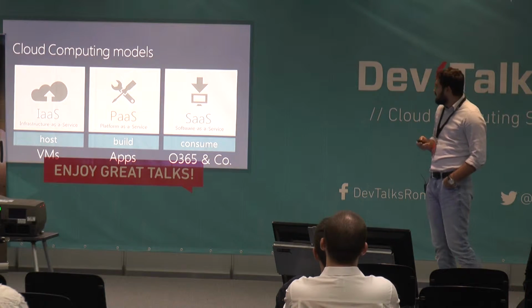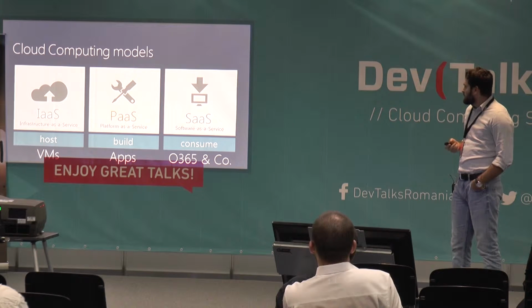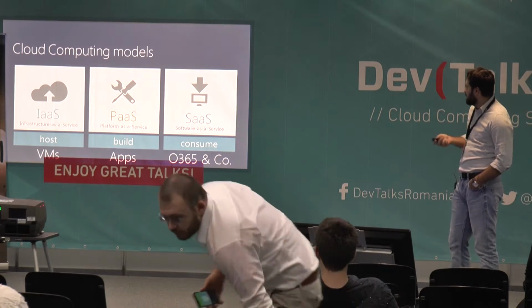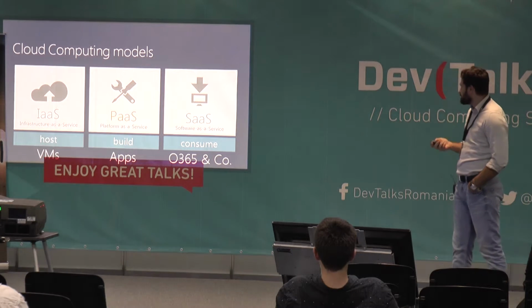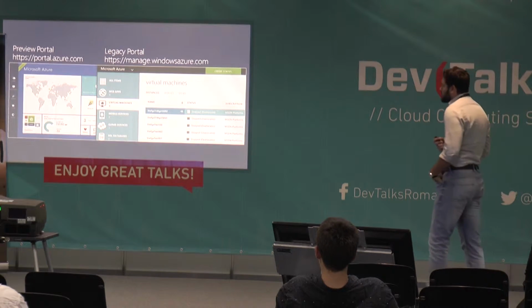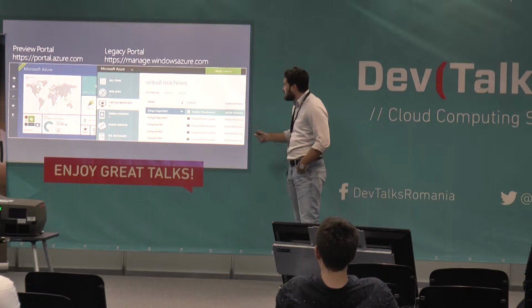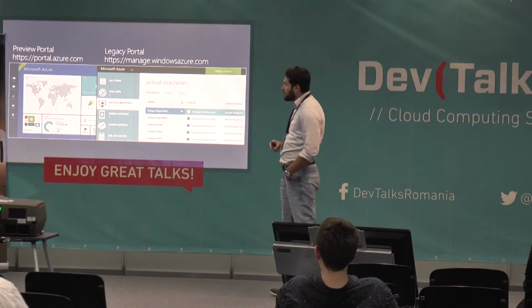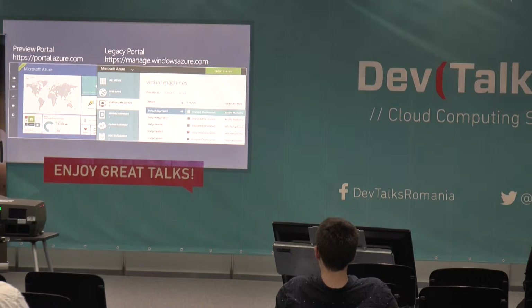The cloud models, I think they are pretty clear to you. Infrastructure as a service, host, VM, and manage them. Platform as a service, which is sort of the topic for today. You can build apps, and software as a service, Office 365, and similar applications. So those are the two consoles that you will encounter. You either use the already classical one, which contains the most services, not all of them, because some of them are flowing into this preview portal. So if you want to use absolutely everything, you would have to switch between them.